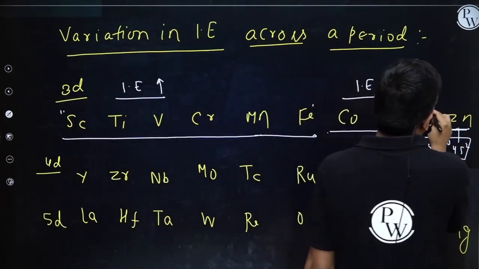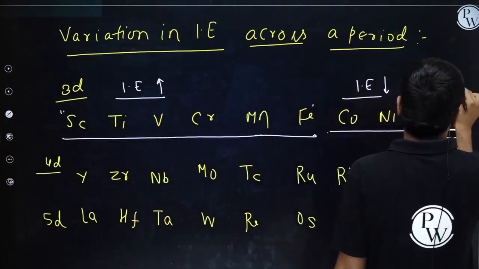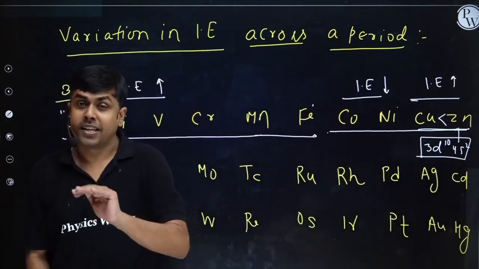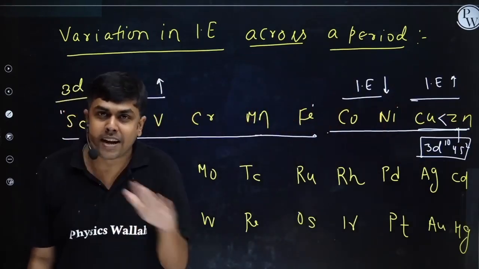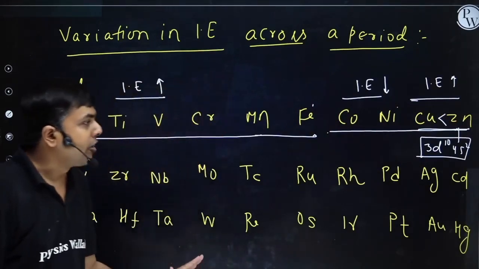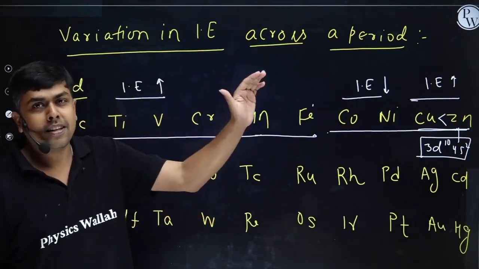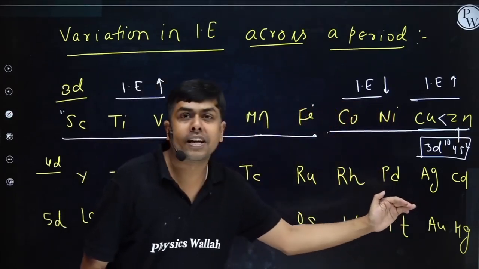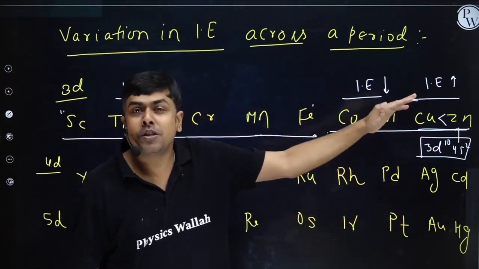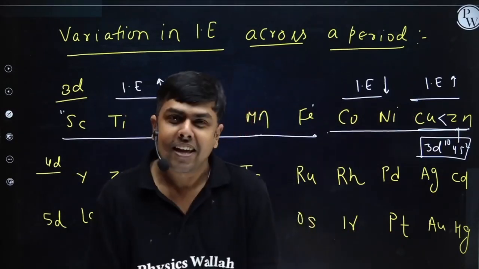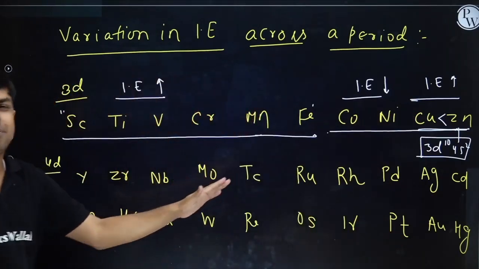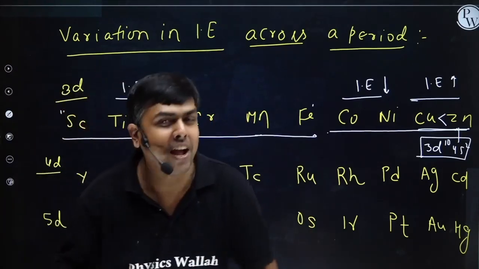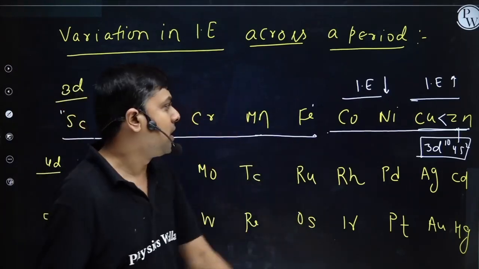Once again, from copper to zinc, ionization energy will increase. So basically, students, in the 3D series from scandium to iron, ionization energy increases. Then from cobalt to copper, ionization energy decreases. Again from copper to zinc, ionization energy increases. Same property. Now it's time to discuss the variation of ionization energy down the group.